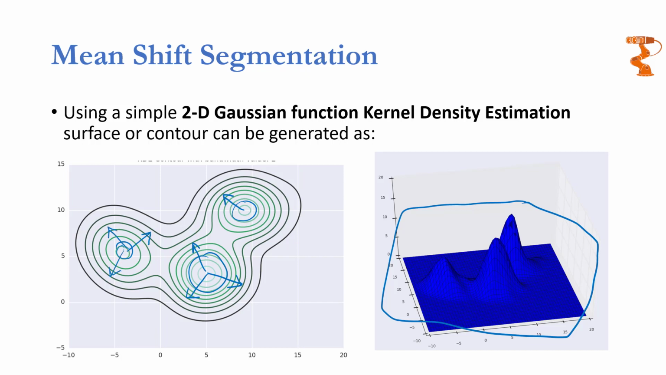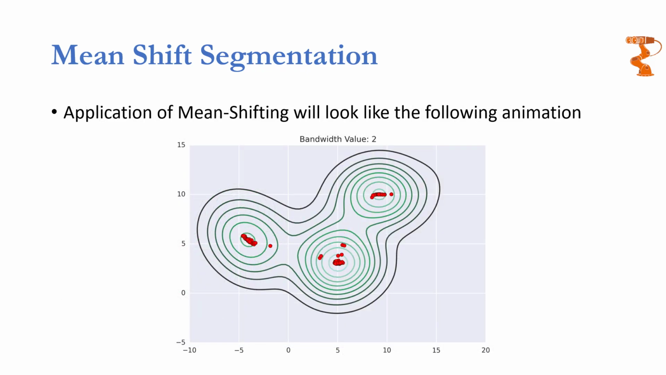So once we have done this, the last step is to move all the points in the direction of the gradient so that we can know which point corresponds to which peak. This is shown in an animation over here. You can see that all the red points corresponding to this peak are moving towards it. All the red points corresponding to this peak are moving in this direction, and all the red points corresponding to this peak are moving in this direction. So at the end, we are going to have 3 red points or 3 modes or 3 categories.